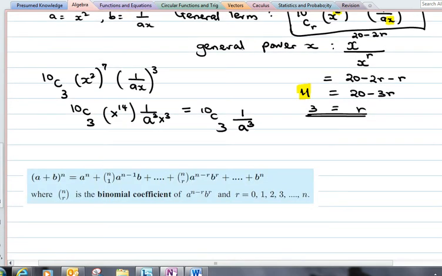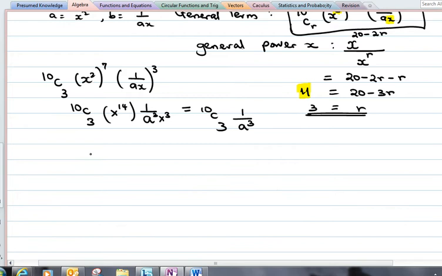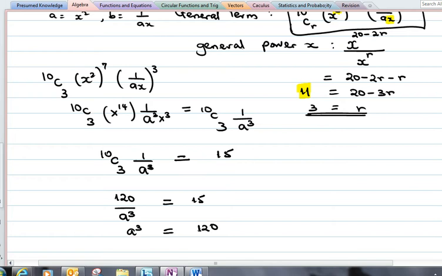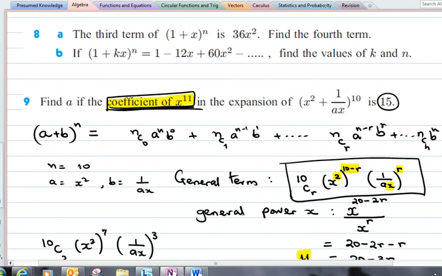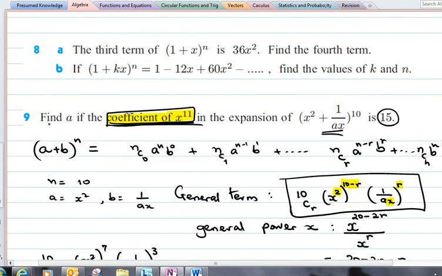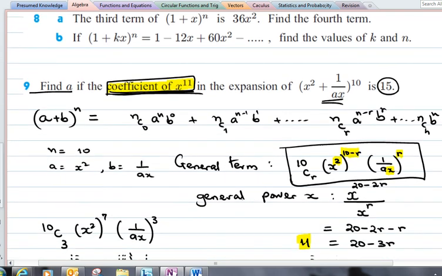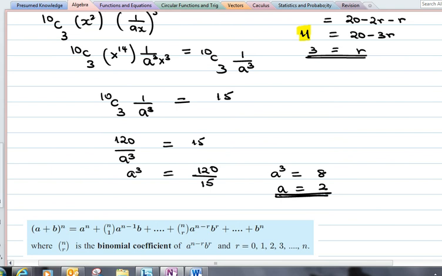So what we are saying is 10C3 times 1 over a cubed is equal to 15, or 120 over a cubed is equal to 15, or a cubed is equal to 120 divided by 15, or a cubed is equal to 8, meaning that a is equal to 2, and that helps us find the value of a as required, because the problem was find a if the coefficient of x to the 11 is 15, and therefore that value of a is 2.